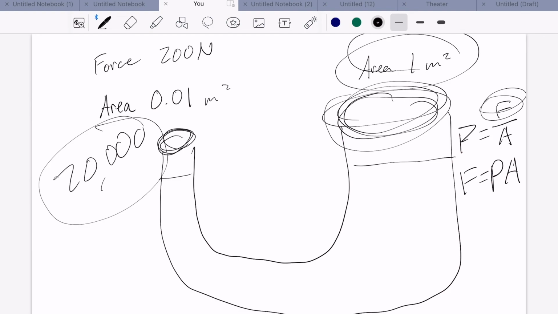Now there's also hydraulic lift, hydraulic jack, in the auto repair shops, and many places use Pascal principle.